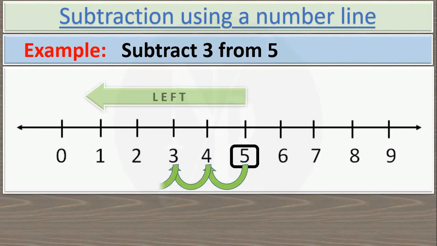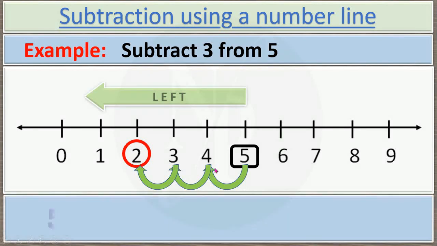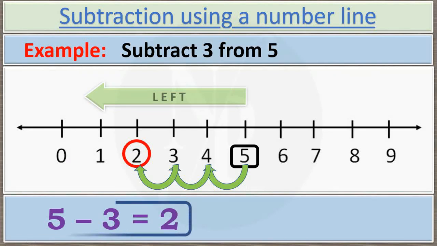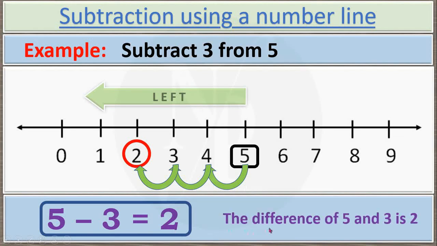1, 2, 3. We are counting 3 numbers backward or towards left. So we get which number? We get 2 on the number line, which is the difference of 5 and 3. Therefore, we can write 5 minus 3 is equal to 2. ಅಂದರೆ 5ರಿಂದ 3ರನ್ನು ಕಳೆದಾಗ ಬರುವ ಉತ್ತರ ಎಷ್ಟು ಮಕ್ಕಳೇ? 2. ಸೊ 5 minus 3 is equal to 2. The difference of 5 and 3 is 2. So like this we can use a number line to find the difference of two numbers.